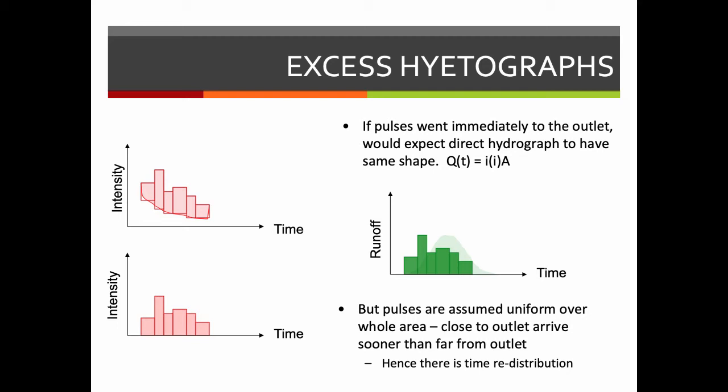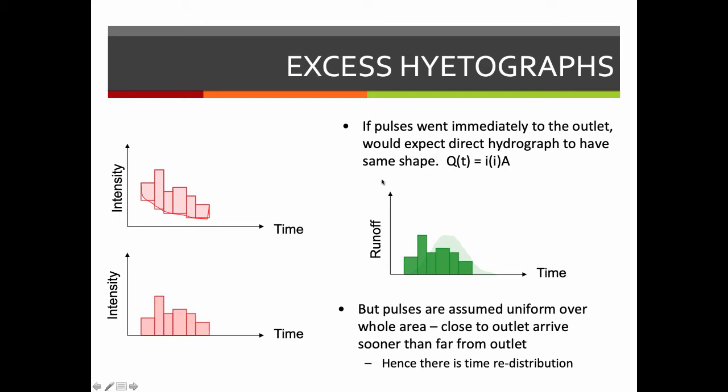The upper one shows the raw intensity, and then the loss curve removed here. And if we push all these remaining pulses, which are now excess, down to the intensity equals 0 line, this is our input signal for the unit hydrograph. The first time block there's nothing, second time block there's this pulse, this pulse, this pulse, this pulse, and this pulse.